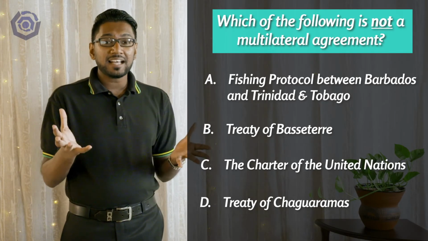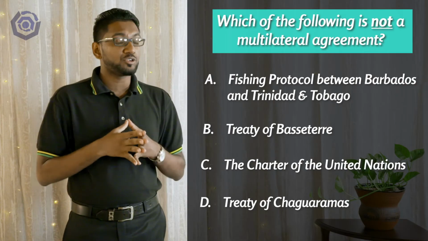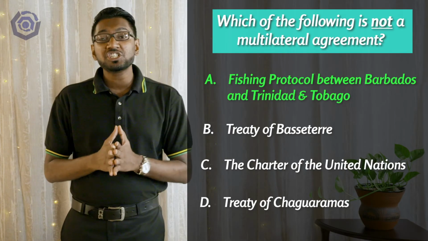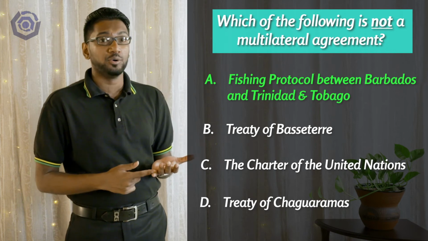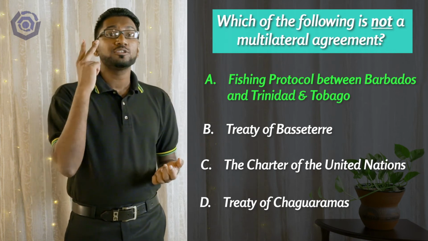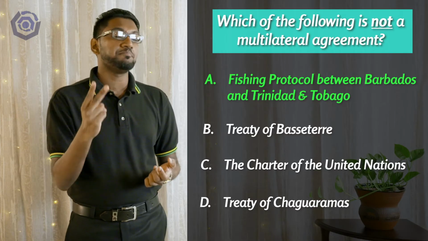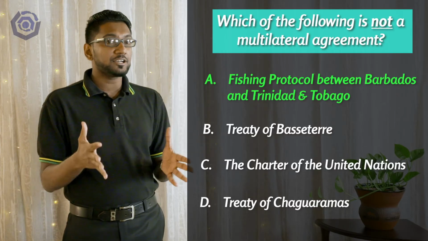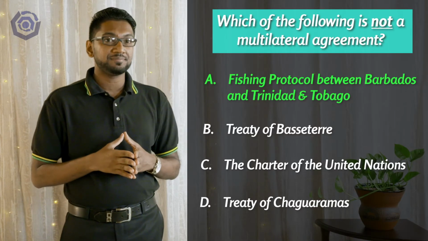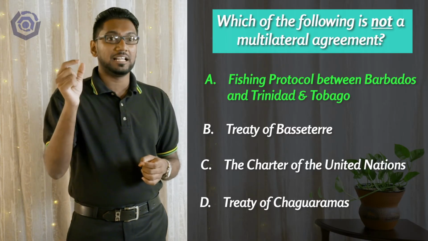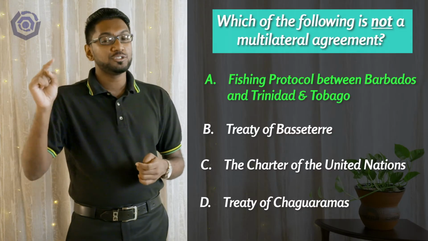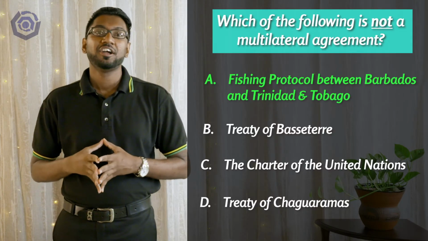So one that is not a multilateral agreement would be a fishing protocol between Barbados and Trinidad and Tobago, because we're speaking about two countries, not many. And what do we call an agreement with two countries? Yes, we say that is a bilateral agreement. Bi meaning two. So the answer here would be A.